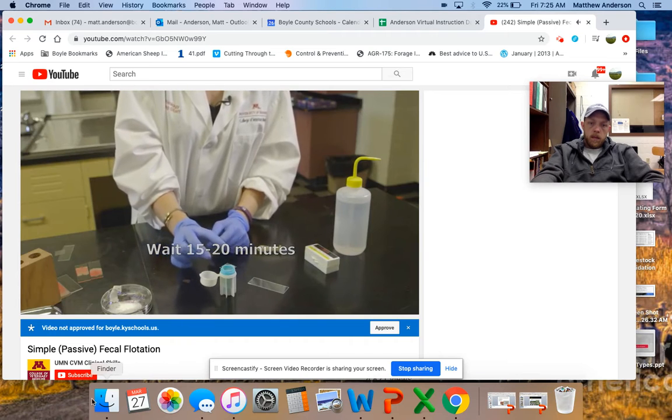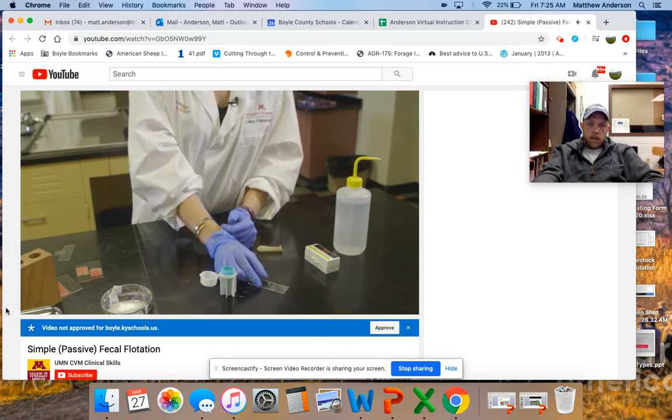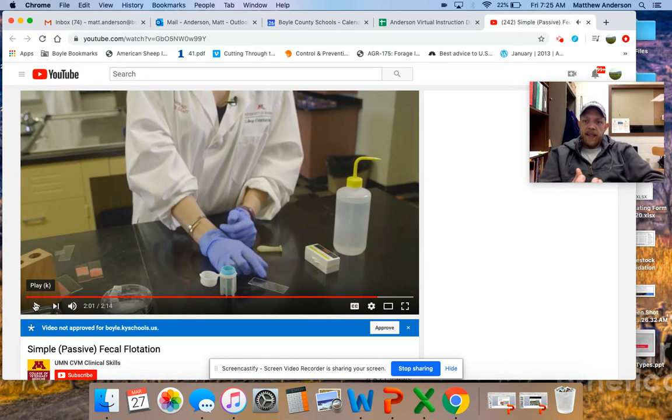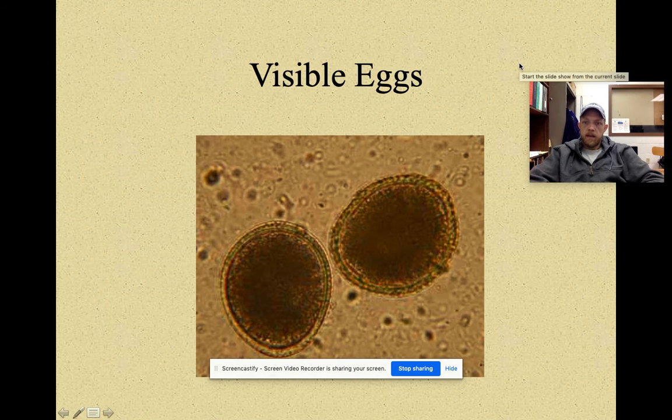After 15 to 20 minutes of time has elapsed, you'll remove the cover slip and place it onto your glass slide. So in that time, the ova, the eggs from the parasites, would float to the cover slip itself, and they're stuck on there because of that saline solution or sulfuric solution. And then we put them on the slide, and then we would put them under the microscope, and voila, we might see some eggs. So anyone know what those eggs are? Yep, roundworm.